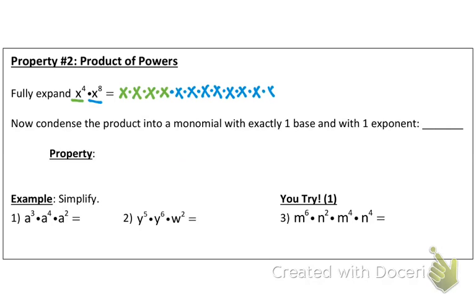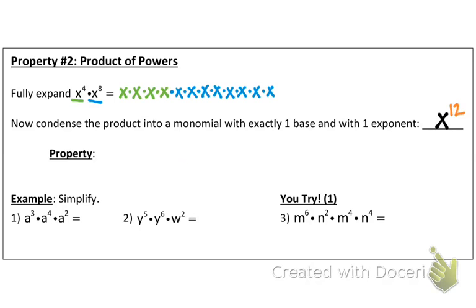Now, after we expand this, we're going to condense the product into a monomial. Remember, that means one term with exactly one base and one exponent. Even though we're multiplying two different parts here, our base is the same, so our base is going to be an x. Now, how many x's do we have total between this fully expanded expression? We have 12 x's total.